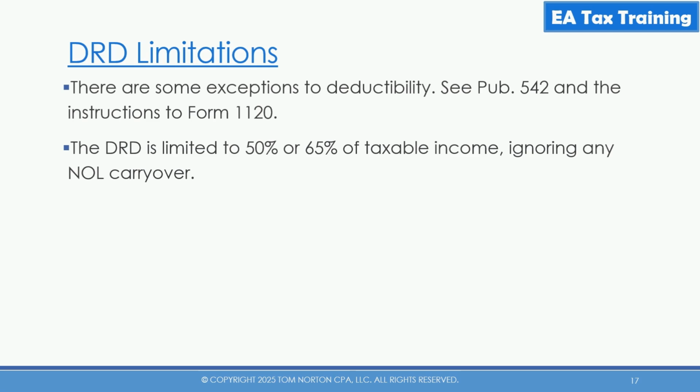Then the other limitation is that the deduction is going to be limited to 50% or 65%, depending on how much is owned, of taxable income, ignoring any NOL carryover. In other words, they are not going to let you wipe out all or most of your taxable income with the dividends received deduction. You're going to be limited to 50% or 65% of your taxable income for that deduction.